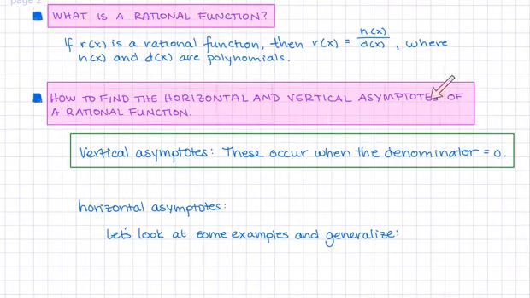Now, how to find the asymptotes? Let's look at that. The vertical asymptotes are also very simple. Here it is. Vertical asymptotes occur when the denominator is 0. Boom, done. But horizontal asymptotes, like I said earlier, that's where most of the meat of today's lesson is going to be. And now we're there. Let's do it.